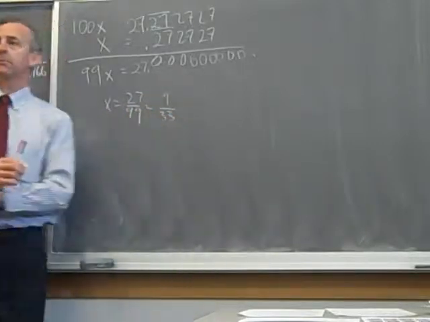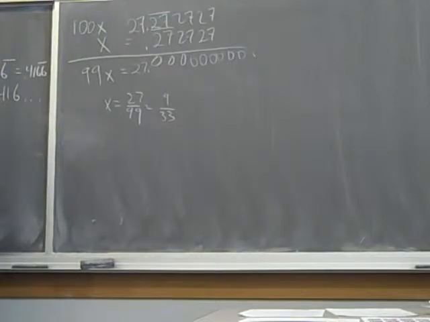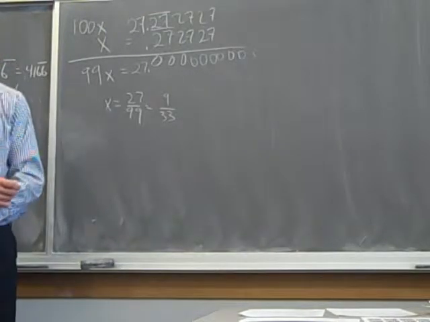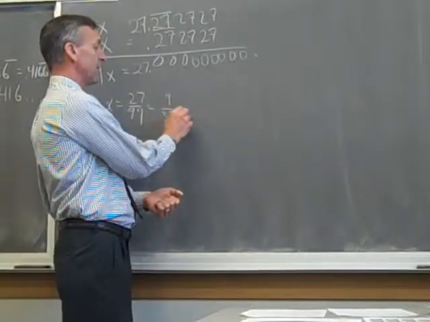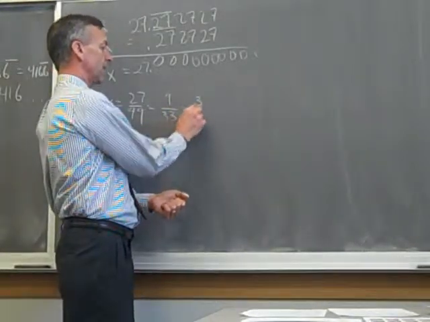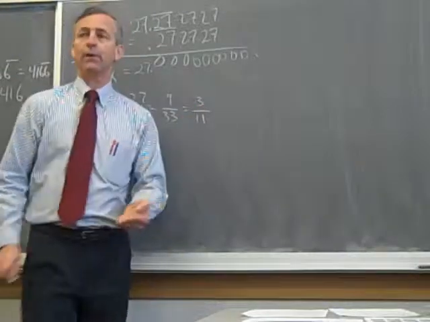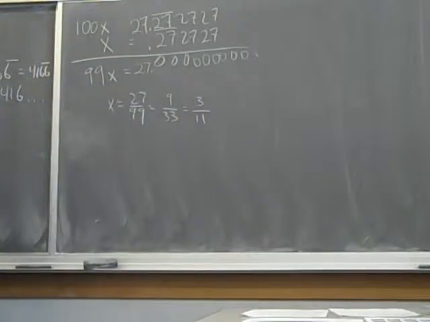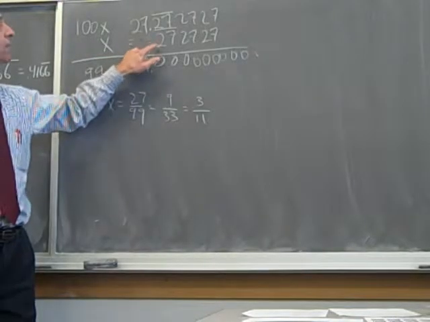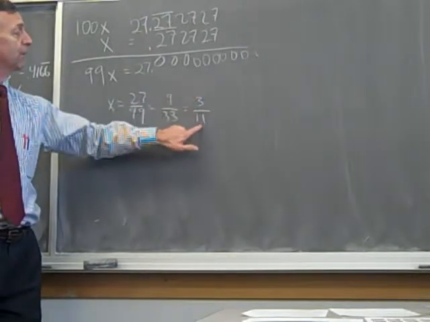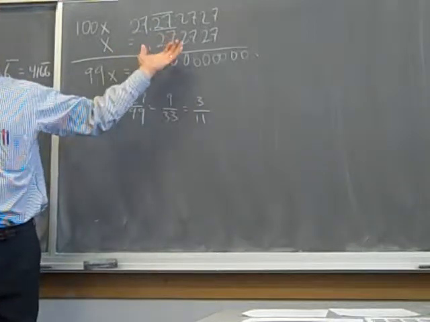33. Am I simplified all the way? Then we could have picked something bigger than 3, but that's okay. We can do it in steps. 3 goes into there, 3 goes into there, 11. 3 over 11. I maintain that 3 over 11 is equal to x, and x was equal to 0.27 with a bar over it. Therefore, 3 over 11 is equal to 0.27 with a bar over it.